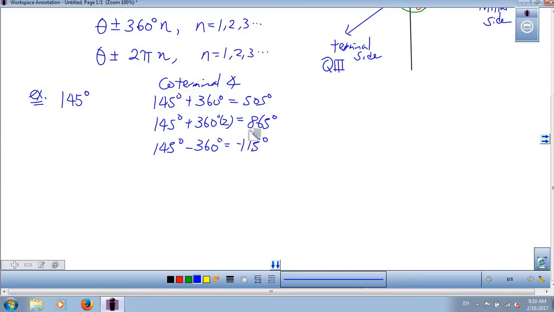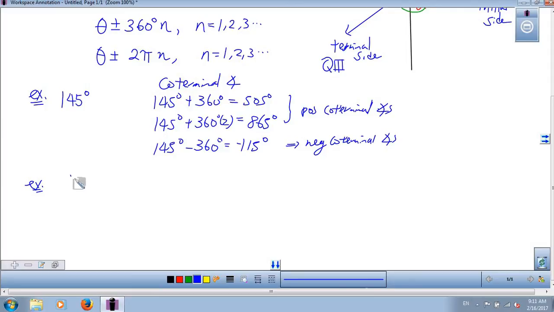Okay, so how do I find a positive or negative coterminal angle? These two are the positive coterminal angles of 145 degrees. And this one is the negative coterminal angle of 145 degrees. So I can simply add and subtract 360 degrees or 2 pi to get positive or negative coterminal angles. Now let's go ahead and run another example.